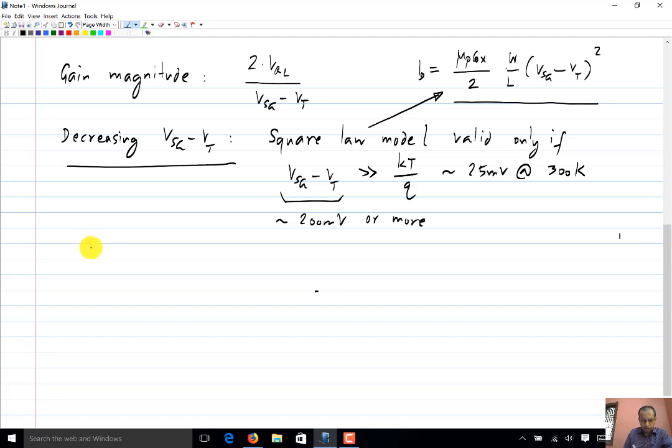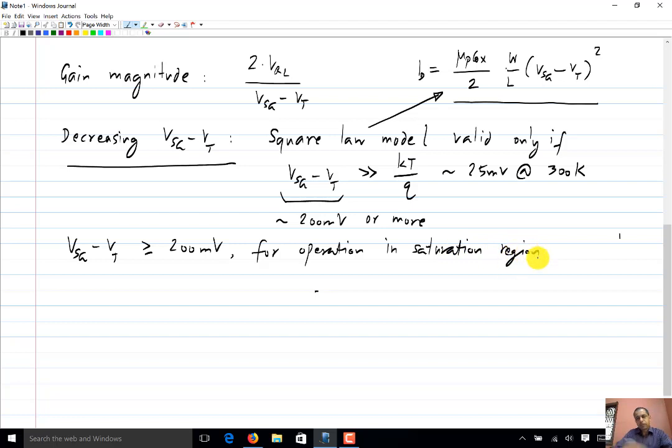So we have to keep a minimum VSG minus VT, and for our purposes we will say that it has to be greater than 200 millivolts for operation in saturation region. So clearly, by decreasing VSG minus VT, we can increase the gain to some extent, but not indefinitely. So the only way is to increase this DC or operating point drop across the resistor RL, VRL. Okay.